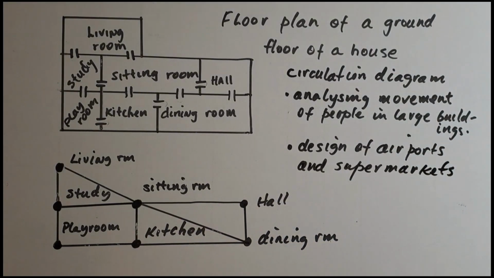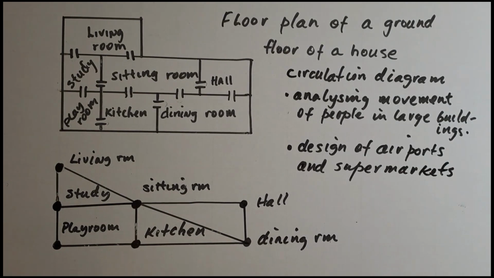And there you have it. This is a circulation diagram, which is another name for this graph, used for analyzing movement of people in large buildings and used to design airports and supermarkets.